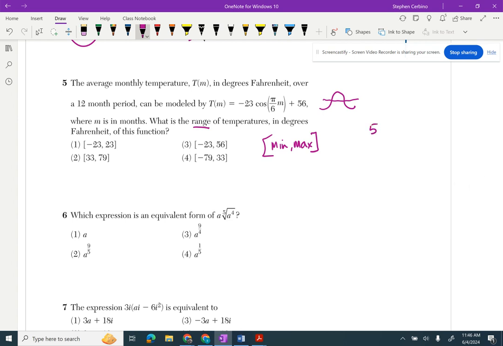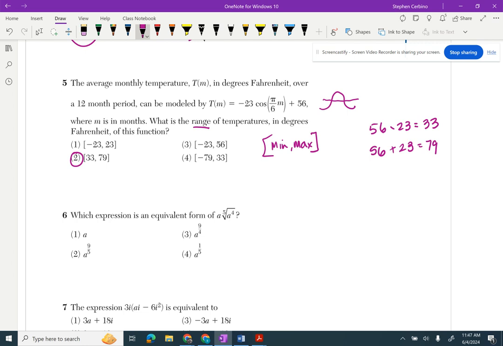So if I take 56, the middle, and I subtract 23, I'm going to get the bottom of the graph, the minimum value, which would be 33. If I take the middle of the graph, the midline, and I add the amplitude 23, that would be where the top of this graph is, which would be 79. So my range is from 33 to 79.